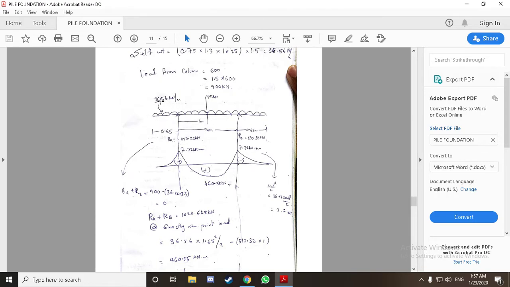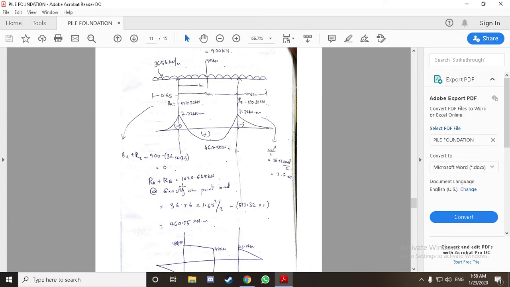This UDL runs throughout the length, so 36.56 into total length, that is 3.3 meters, will give us the total load. Since this diagram is symmetrical, RA plus RB is 1020.65 kilonewton, and RA and RB will be the same value. If it is not symmetrical, then we will have to calculate moment about A or moment about B to get both reactions, not a big problem. We got RA as 510.3 kilonewton and RB as the same value.